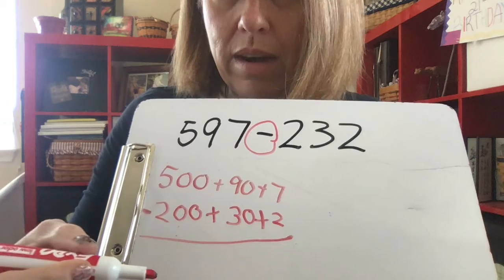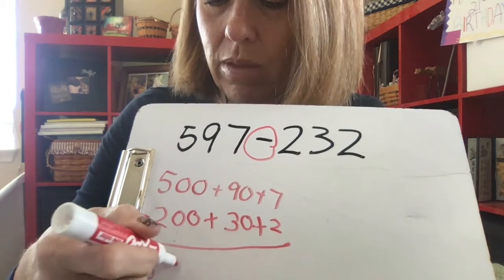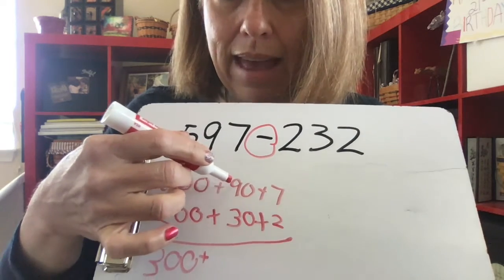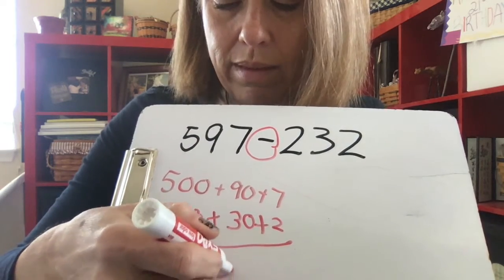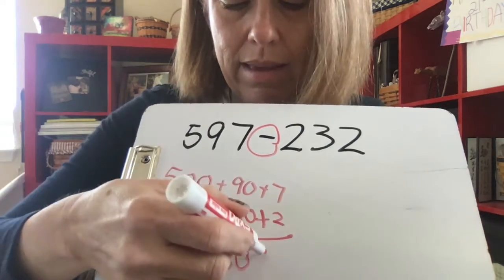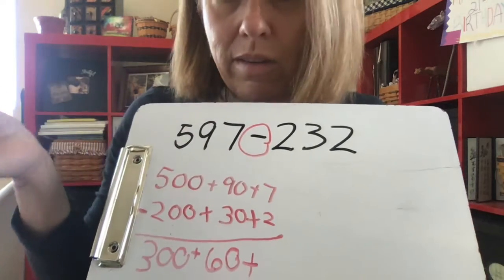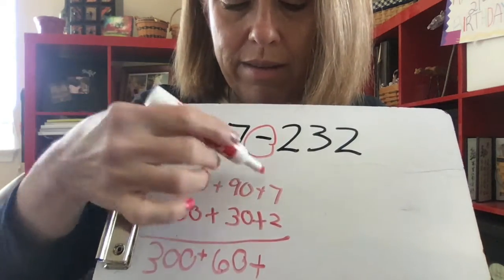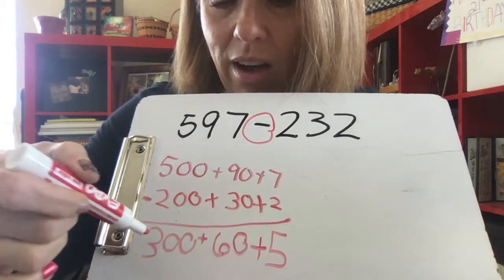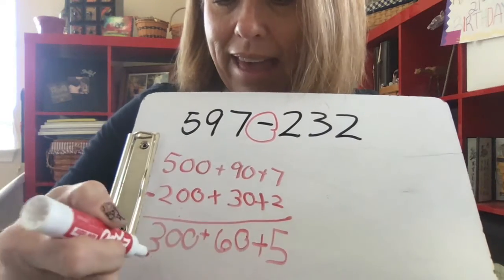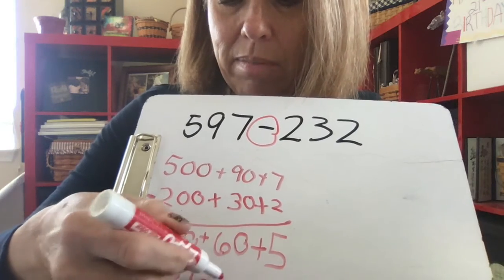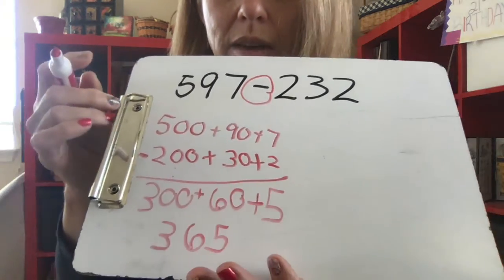500 minus 200 equals 300, right? 90 tens minus 30 tens equals 60 tens. And then 7 minus 2, because look, I'm still using my minus sign from over here. 7 minus 2 equals 5. Okay, now to get my answer, all I have to do is add these back together to figure out what my number is. So 300 plus 60 plus 5 is 365.